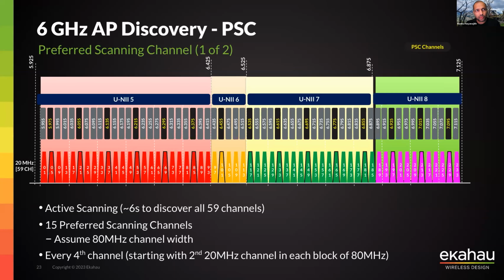So now the idea is that everybody knows these are the preferred scanning channels. If a client comes into the 6 gigahertz world, they can start probing, starting with channel 5, channel 21, channel 37, channel 53, channel 69, and it goes like that. If your deployment is 80 megahertz, then by scanning channel 5, you can discover that 80 megahertz. If you are in the next 80 megahertz, you discover it by sending the probe on channel 21. So this works if you have the 80 megahertz deployment.